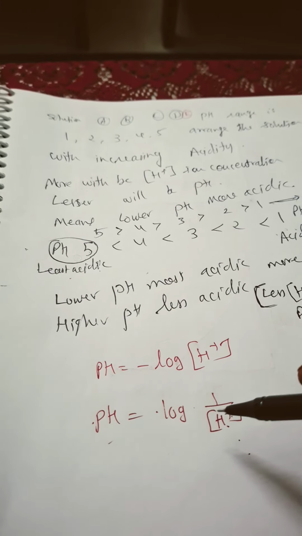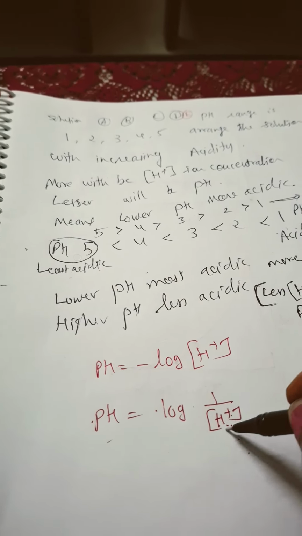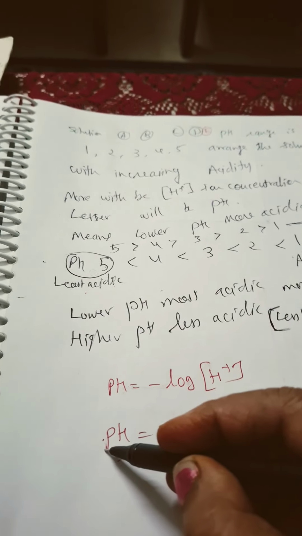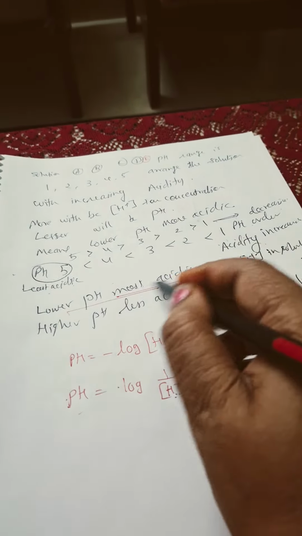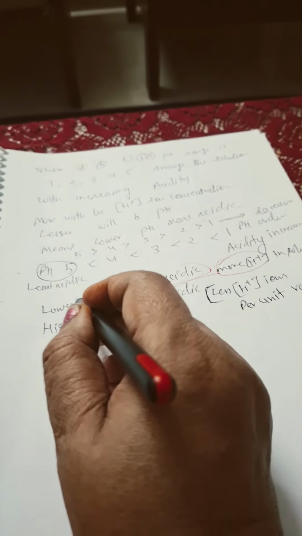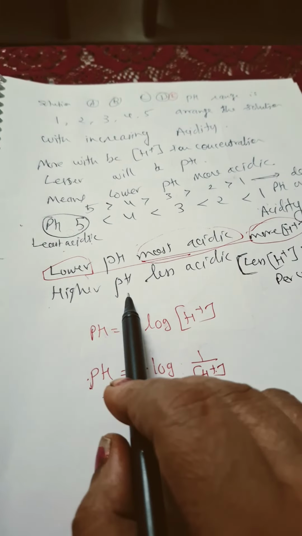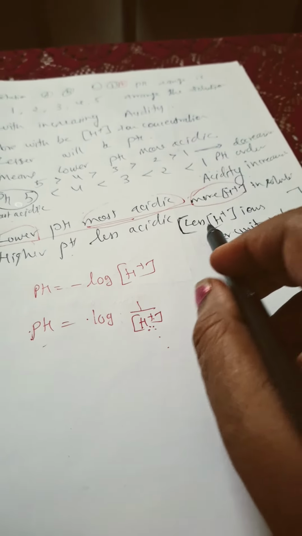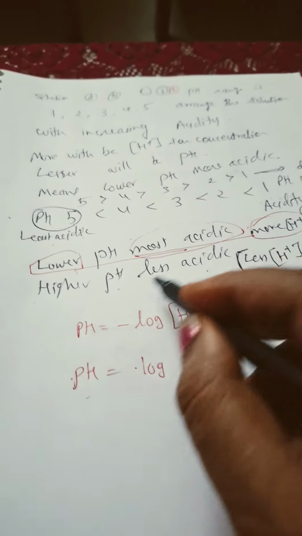And remember that the more the hydrogen ion concentration, the lower the pH. Okay, so lower pH means more acidic. It means more acidic, more H ion concentration, but pH is lower. Higher pH means lower concentration of H positive per unit volume. So lower acidic in nature, less acidic.